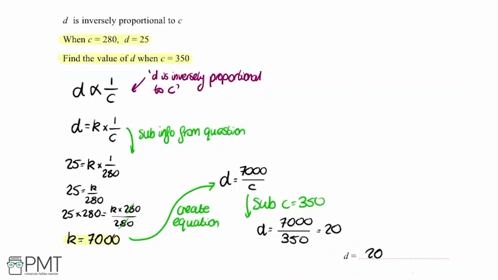So we get 1 mark here for creating our link between D and C and subbing in these values with our constant here, so K. We get our second mark over here for finding out that K is 7,000 and substituting C equals 350 to create this here. Then we get a final mark that through all of that, we work out the correct answer of D being 20.